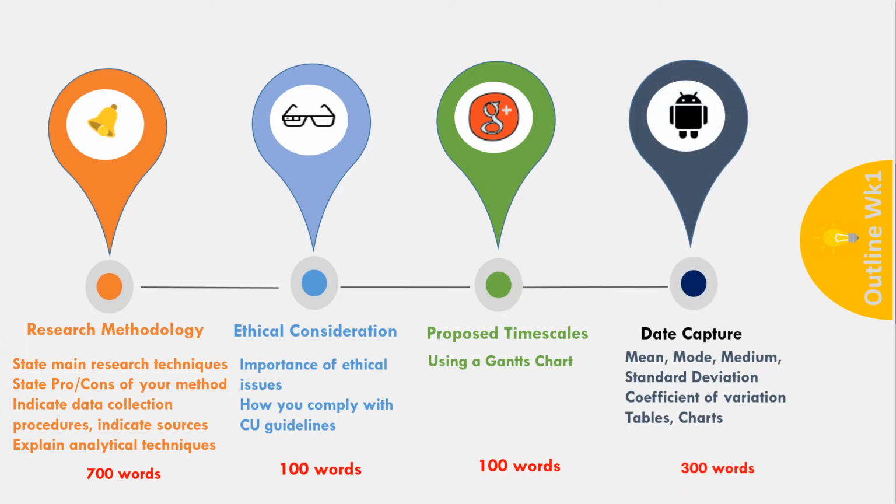And then your data capture, your primary research, because you have to do some primary research in terms of your project. In here, you're going to be using data capture and showing the mean, mode, median, standard deviation, coefficient of variation, providing tables and charts. Approximately 300 words, and this will be linked to your research questions in your questionnaire.